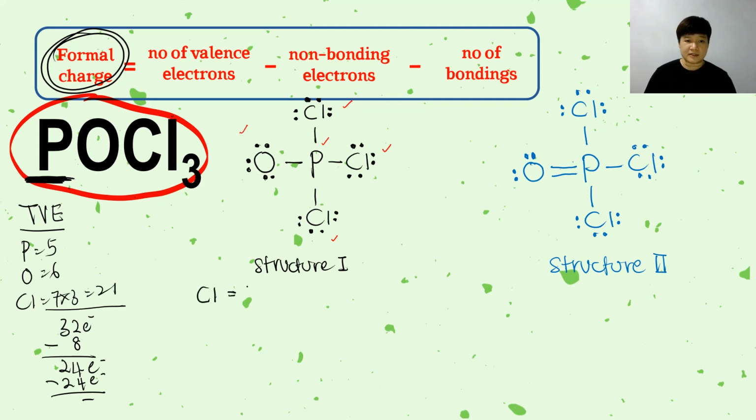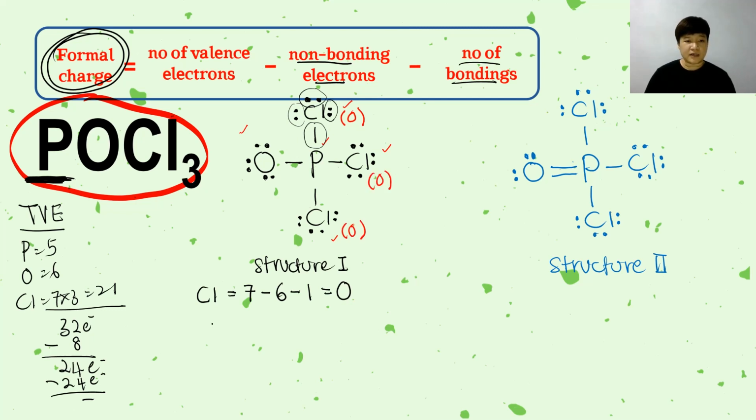The chlorine valence electron is 7, minus the non-bonding electrons. How many non-bonding electrons are we having? We are having 3 lone pairs. Every lone pair is 2 electrons, so we have 2, 2, 2, total 6 non-bonding electrons. Minus the number of bonds. How many bonds does the chlorine have? 1. So minus 1. So chlorine over here will be 7 minus 6 minus 1, 0. Therefore, every single chlorine over here will hold a 0 formal charge.